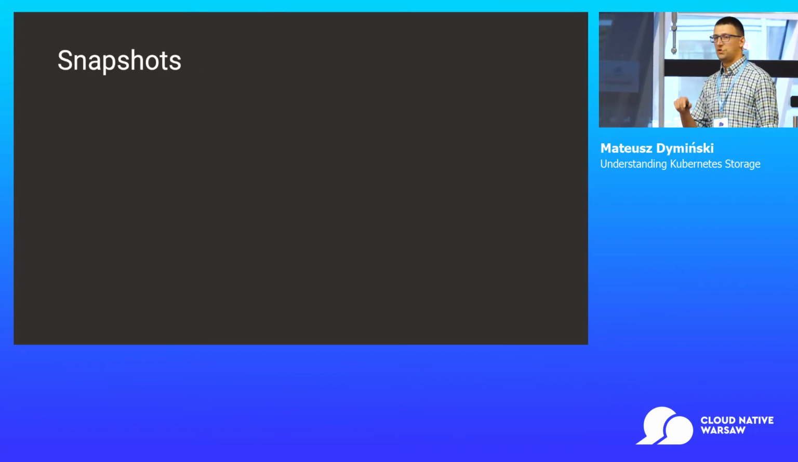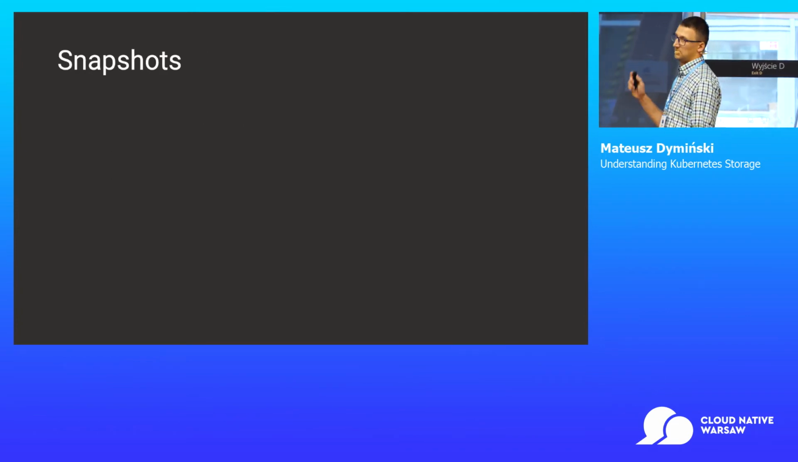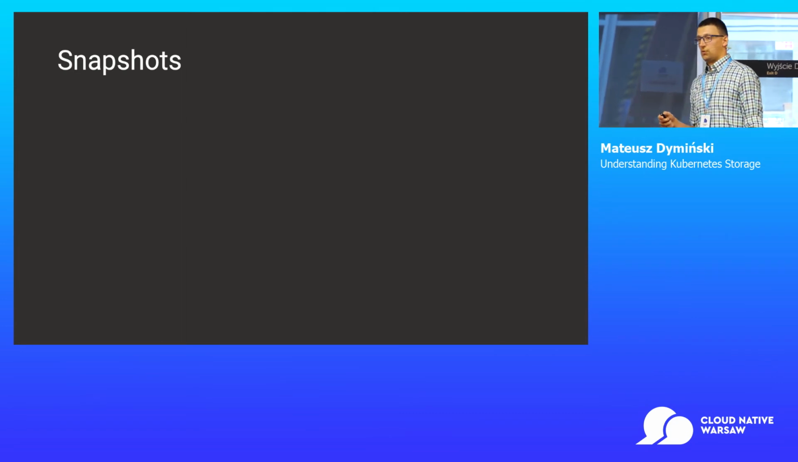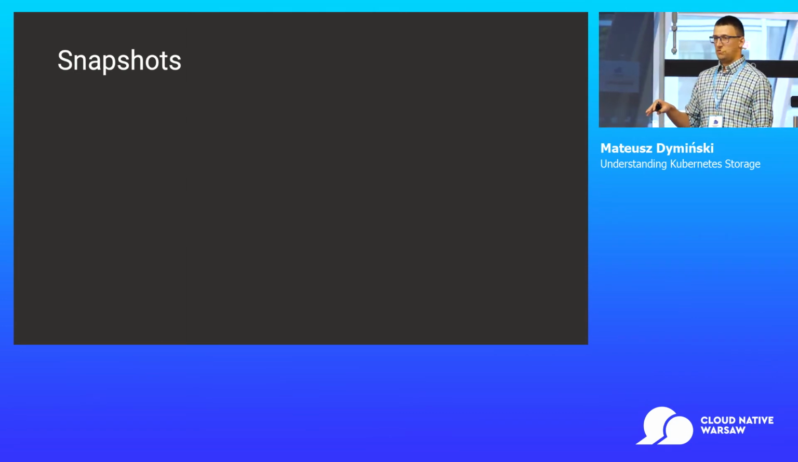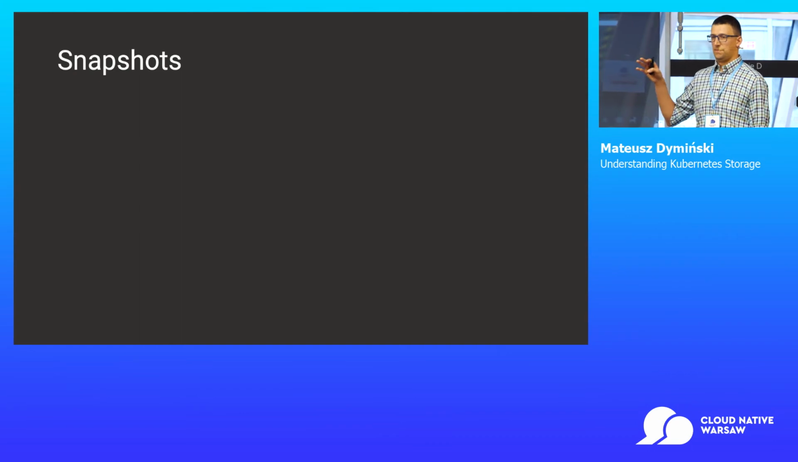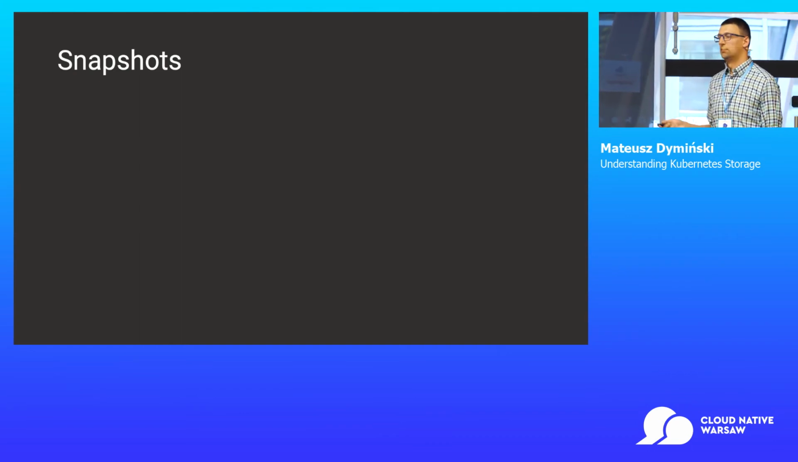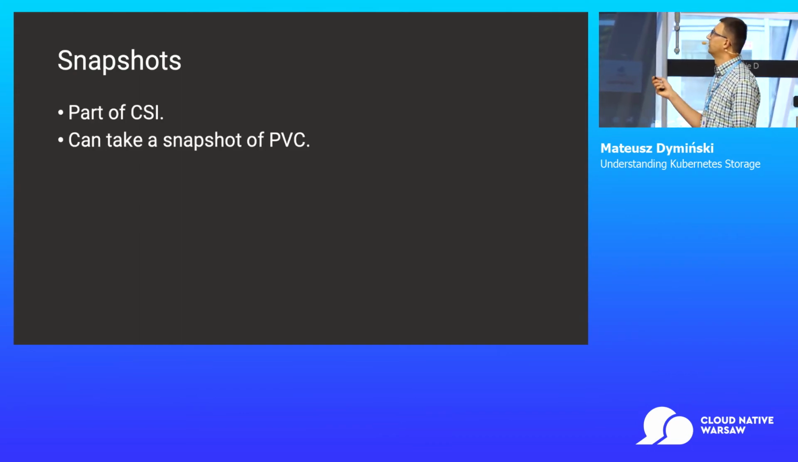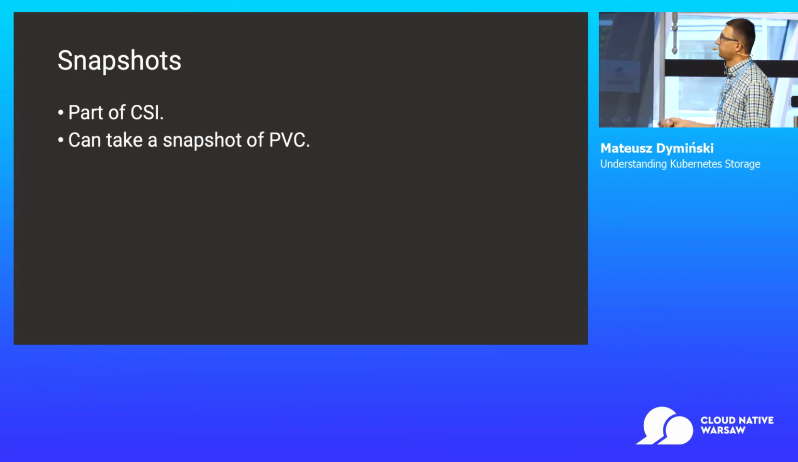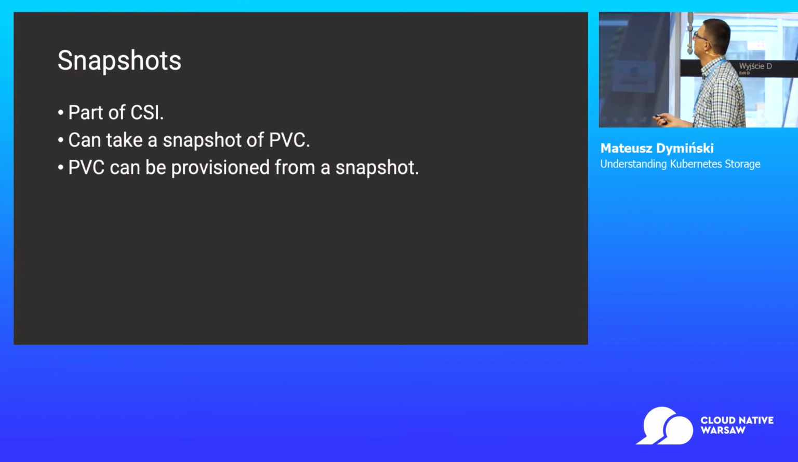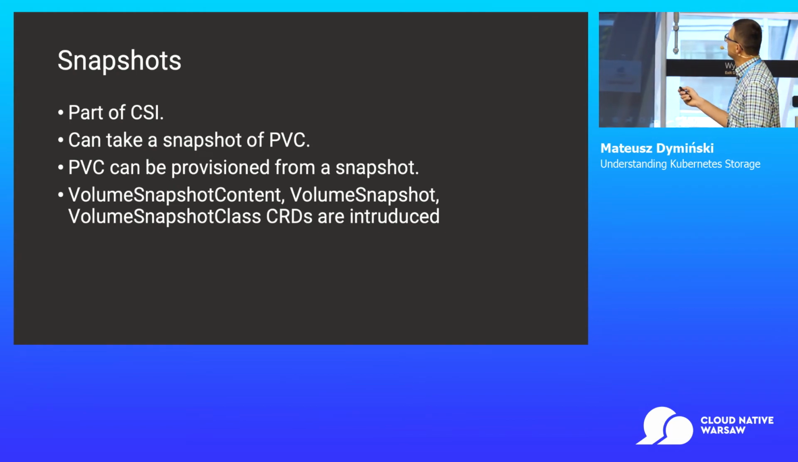And also another thing is snapshots. It's also based on the CSI, and it allows us to make a snapshot of the persistent volume. Sometimes you would like to have just a backup of the data, so it's also possible. It's part of the CSI. So there are extra CRDs which are called volume snapshot content, volume snapshot, and volume snapshot class.